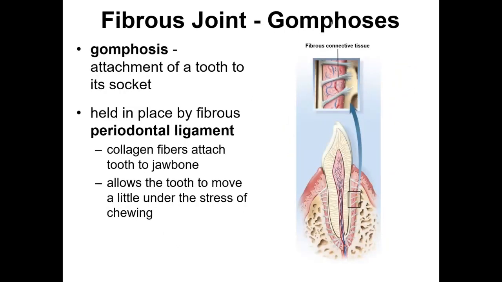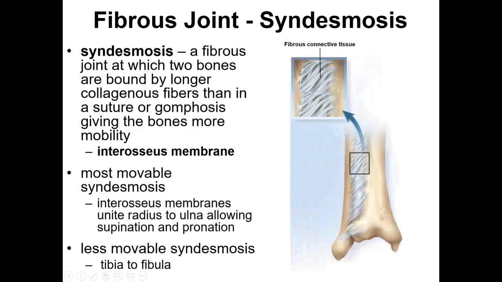The second type of fibrous joint is a gomphosis, and we see these with teeth. This is the attachment of a tooth to its socket, and it is held in place by what's called a fibrous periodontal ligament. The collagen fibers attach the tooth to the jawbone, and it allows the tooth to move a little bit under the stress of chewing. Hopefully not too much.